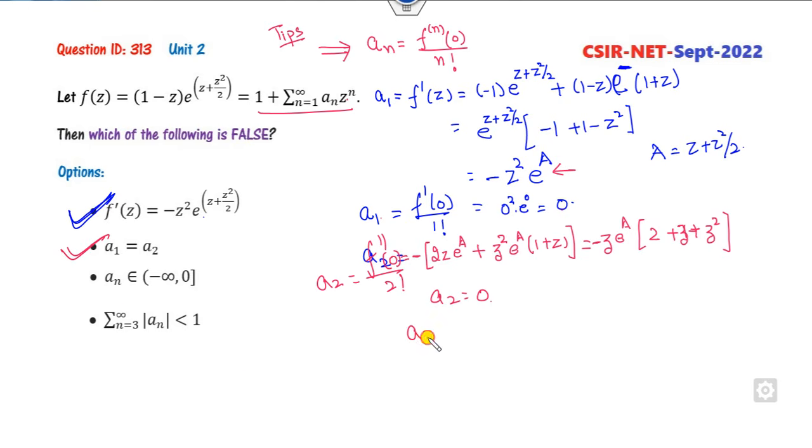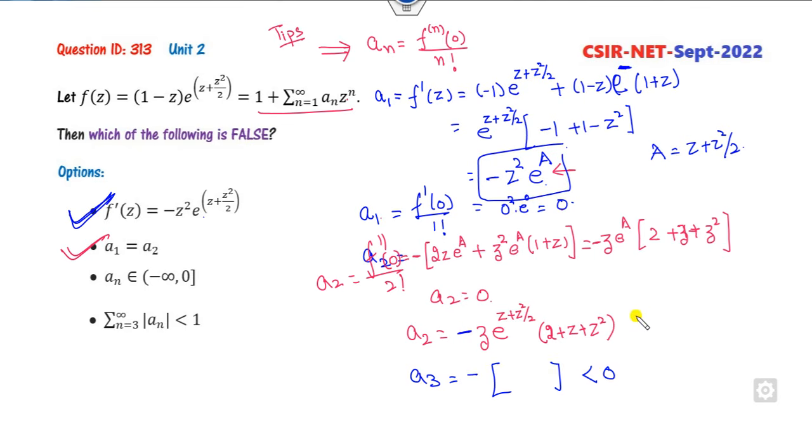Now a3. So you can see a2 will be my minus z e raised to power here. This is 2 plus z square, and this is my a1. So e raised to power a is common, z times here. Because of this negative, if you find the a3, it will be minus of this, which is less than or equal to 0. Fine. Now since only one correct option, one option is false, so which of the following options is false? This is my correct option, this is my correct option, this is my correct option. So the right answer is the false option. So the last option is my correct answer of this example.